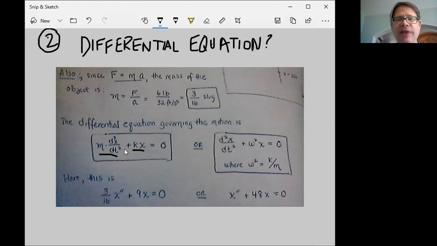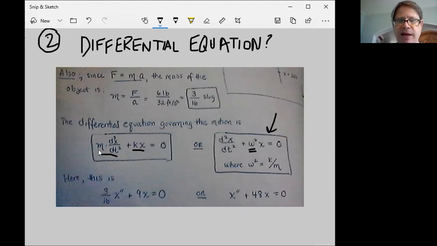Now, another way to write that equation is if we divide by m, we could say that the second derivative of x plus k over m times x is equal to 0. So here's another alternate way of writing that same equation. And you'll notice here that the expression k over m has been written as omega squared. This is a convention, the reason for which will become apparent in a minute. But either one of these is a good way of starting with our equation of motion.